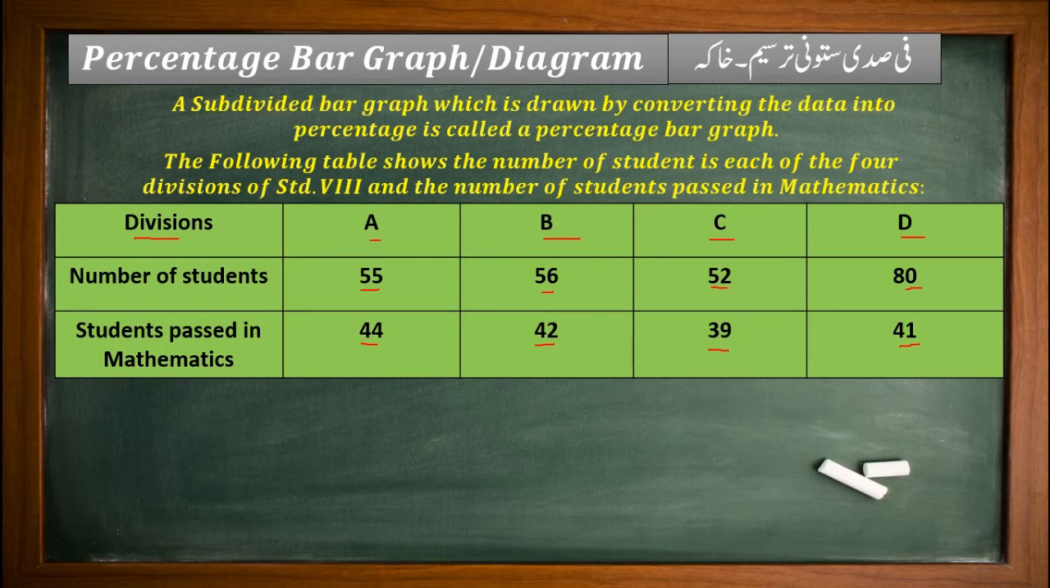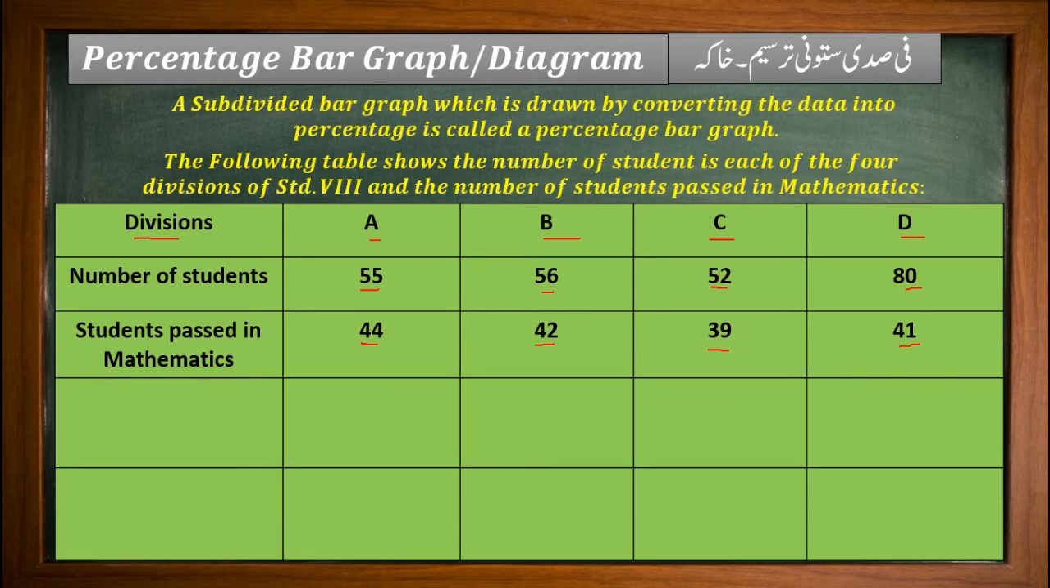If out of 55, 44 students passed in mathematics, we have to make out the percentage from it. So we have to make a table for it, showing the percentage of the students failing in mathematics.